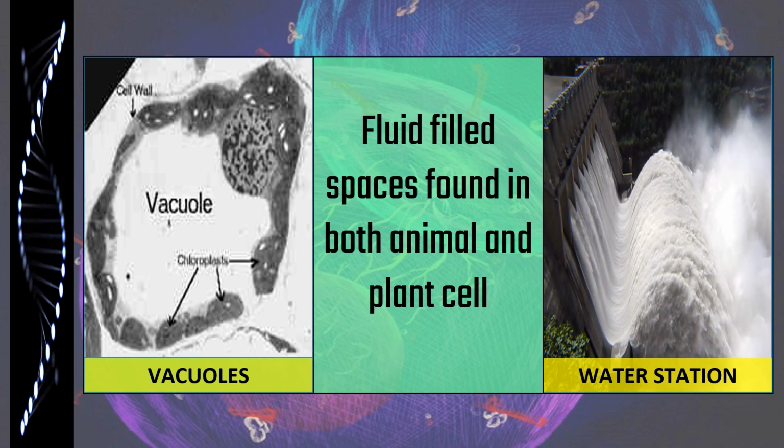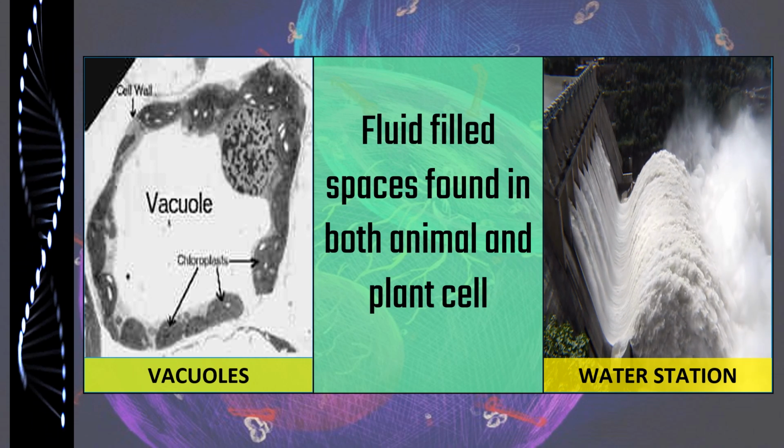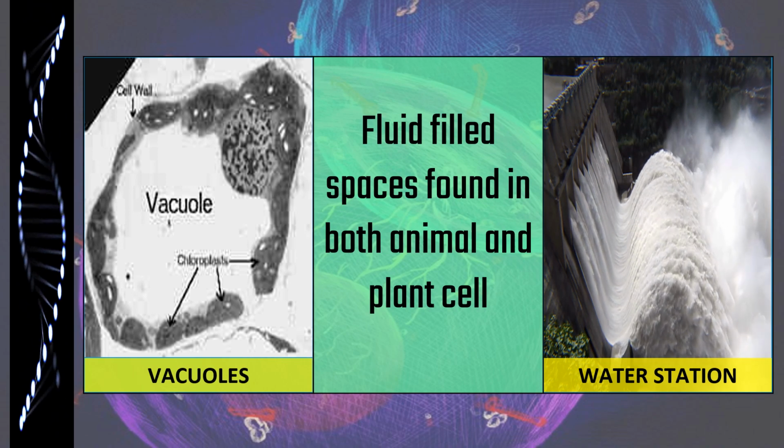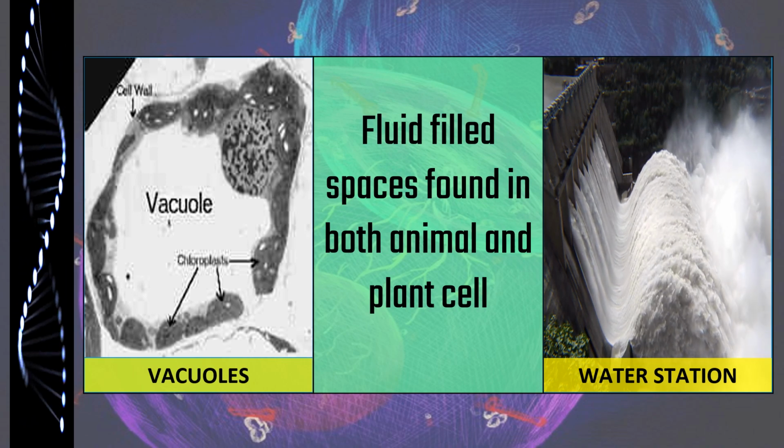In the case of prokaryotic cells, vacuoles are absent. But in the case of eukaryotic cells, specifically plant cells, vacuoles are always present.